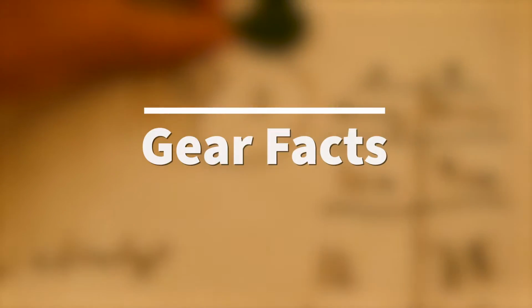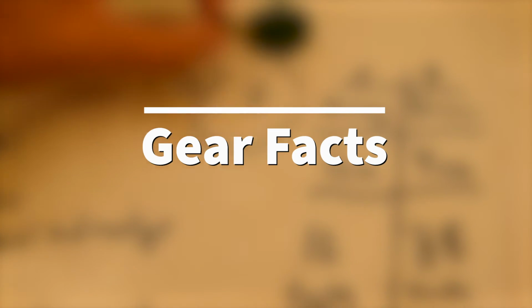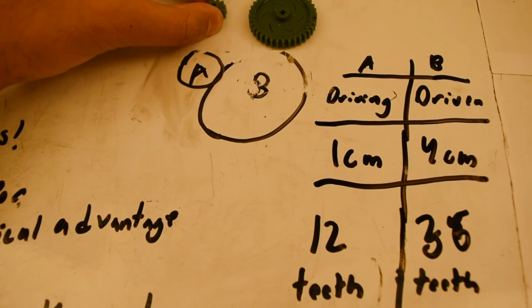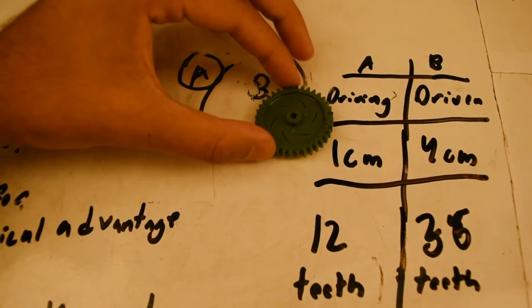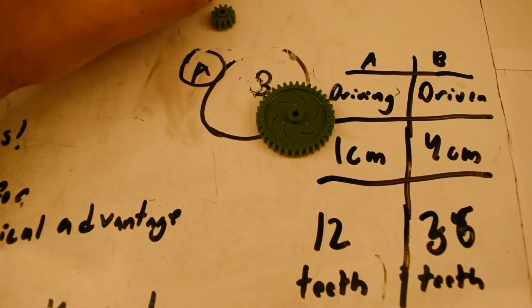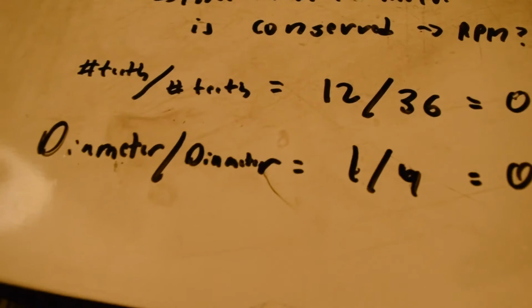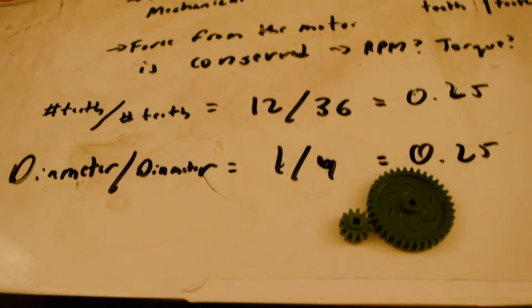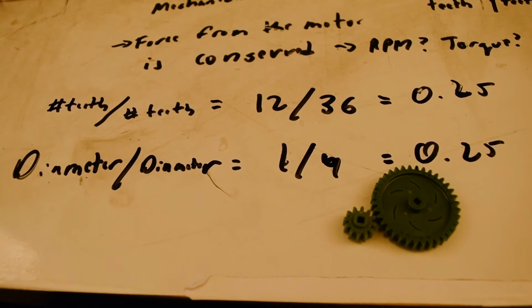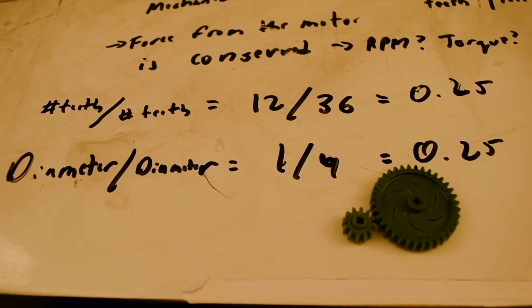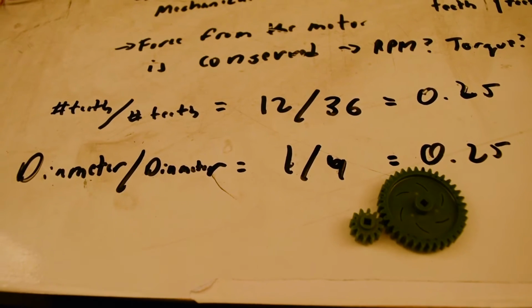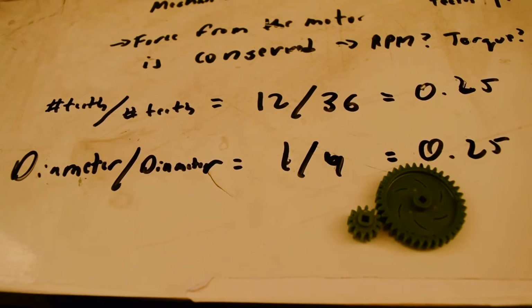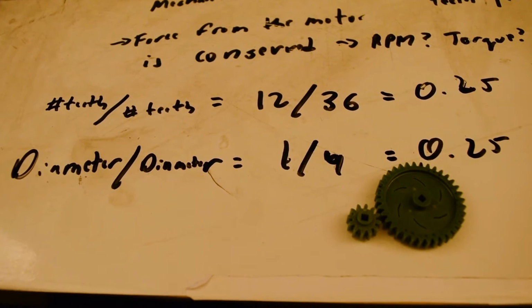Now let's talk about some fun facts about the measurements of each of these gears. The driving gear has a diameter of 1 centimeter and has 12 teeth, whereas the driven gear has a diameter of 4 centimeters and 36 teeth. If you notice, all you have to do to calculate how the forces change in your gear system is divide the number of teeth in your driving gear by the number of teeth in your driven gear. Or if you have information for the diameter, just divide the diameter of the driving gear by the driven gear.